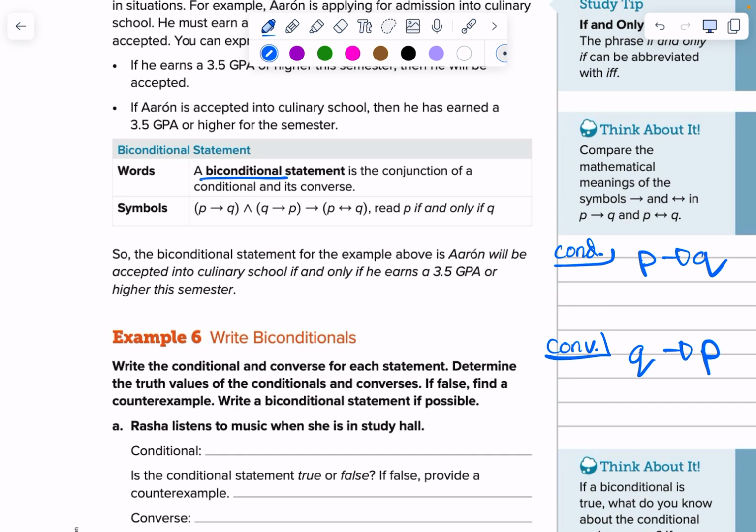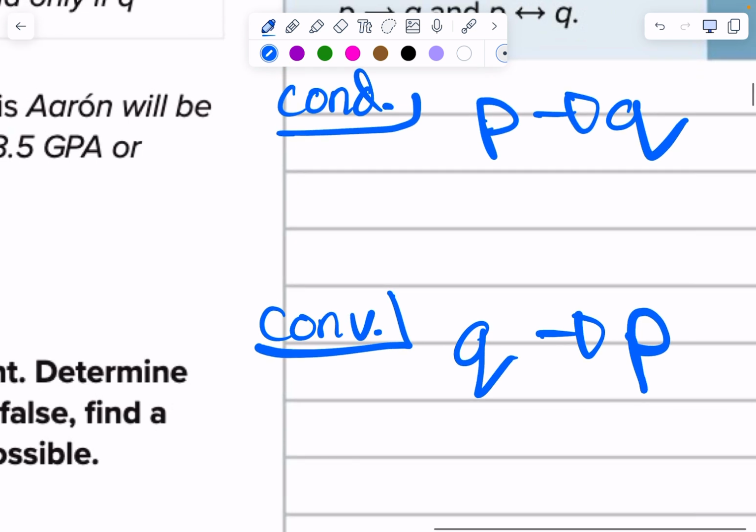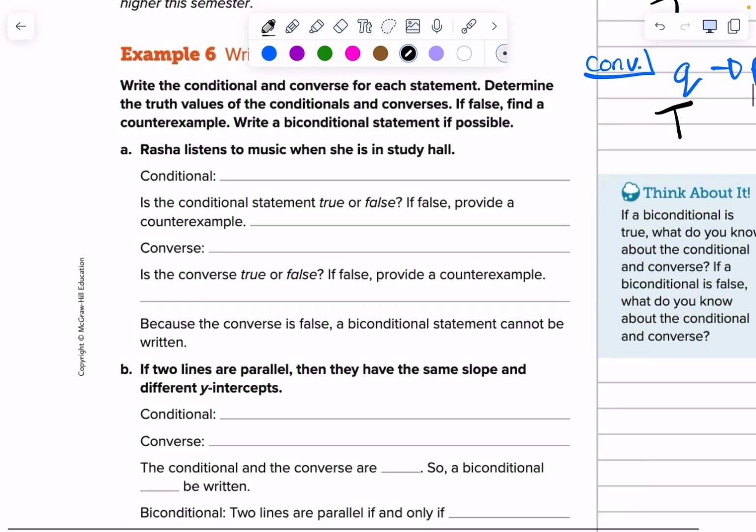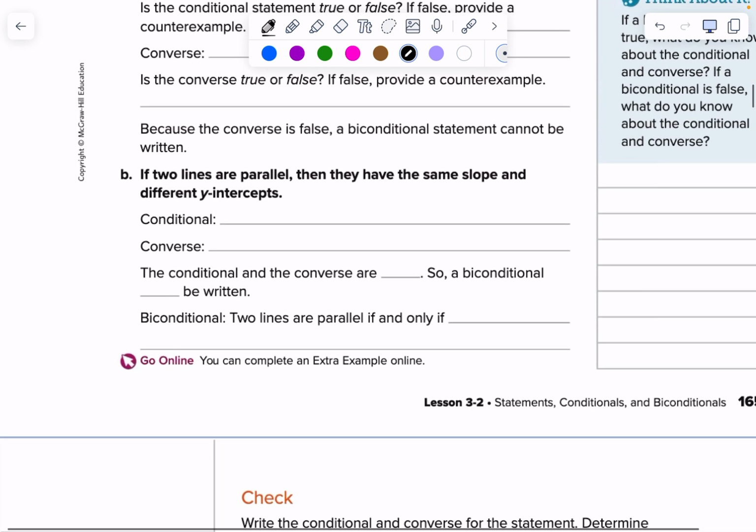All right, PQ, QP. This last concept is something called a biconditional. Bi means two. So under two conditions, right? Here's how a biconditional works. If the conditional is true and the converse is also true, then the biconditional, the two conditions, are true, right? If it's true and true, the whole thing is true under a biconditional.